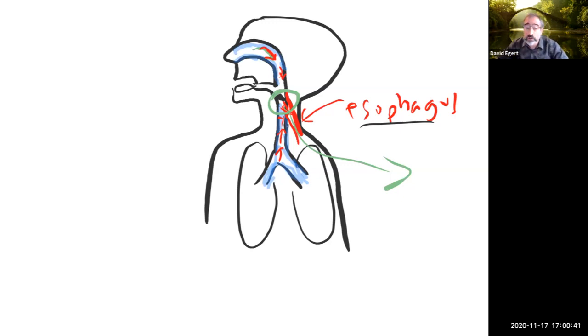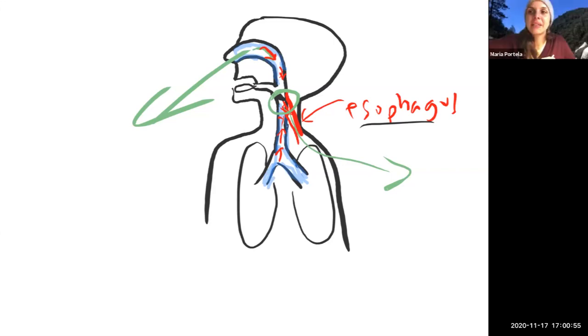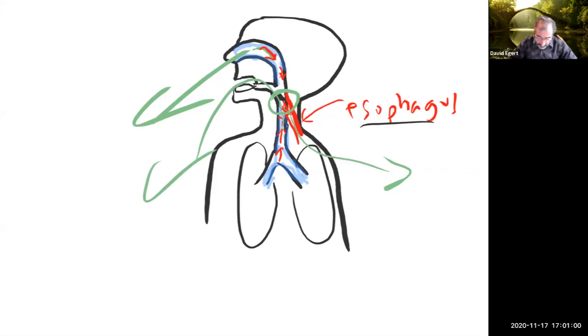Other ways that you have to deal with dust, you have explosive air movements. What is the explosive air movement to try to get things out of the upper respiratory passages? A sneeze. What's an explosive air movement to get things out of the lower respiratory passages? Coughing. So sneezing and coughing, that's another way you have of clearing stuff out of there.